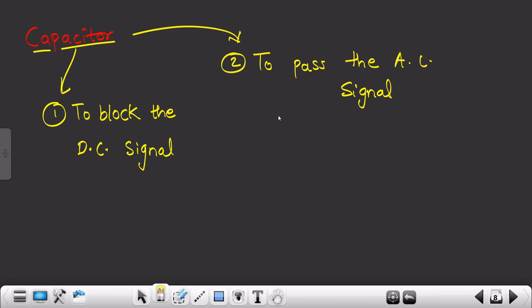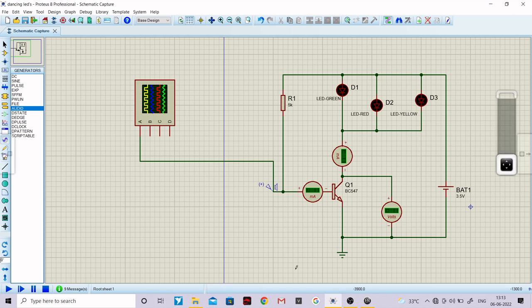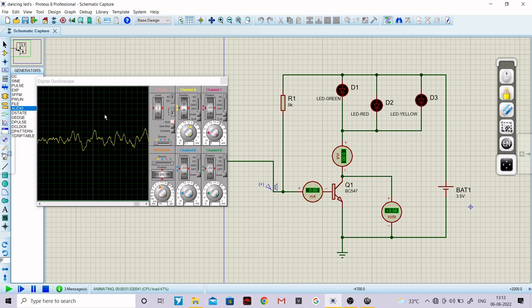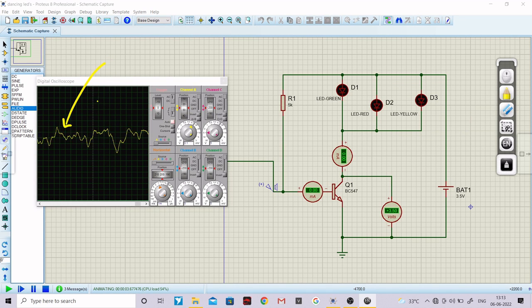That means it provides high resistance to the DC signal, and provides negligible or low resistance, acting like a short circuit, to the AC signal, a low resistance path. If you look very clearly at this simulation, this yellow signal is your AC signal. I will write over here, this is your AC signal. Why? Because it is fluctuating down and up, down and up, right? As I told you earlier, this fluctuating signal is nothing but your AC signal.